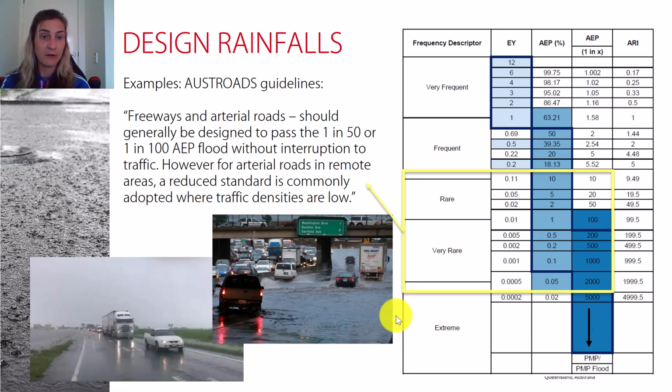Here is an example from the roads design guidelines, which says that freeways and arterial roads should generally be designed to pass the 1 in 50 or 1 in 100 AEP flood without interruption to traffic. However, for arterial roads in remote areas, which are not as important, a reduced standard is commonly adopted where traffic densities are low.